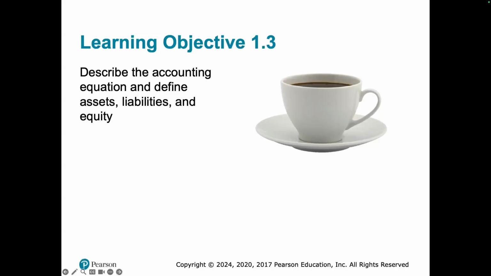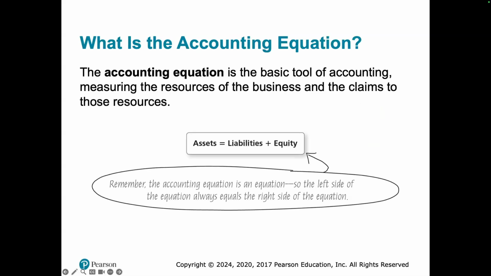First thing we're going to talk about is describing the accounting equation to define assets, liabilities, and equity. So what is the accounting equation? The accounting equation is the basic tool of accounting, measuring the resources of the business and the claims to those resources. So the way I like to say it, there are assets, that's everything that composes the company, okay? We're going to go into each one of these.